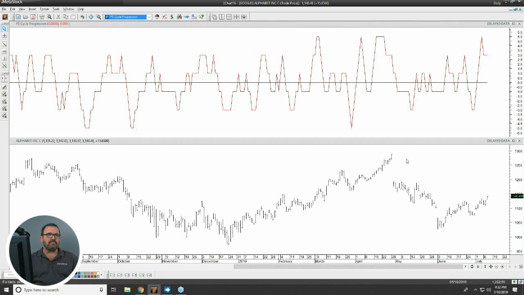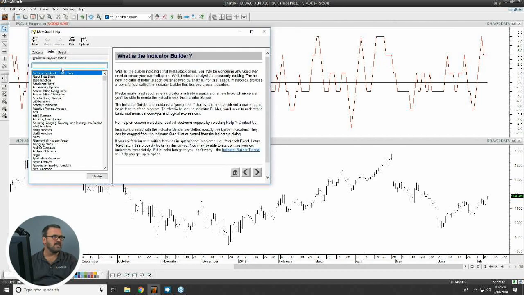All right, now, if you look at that, I don't really know what's going on here. It's obviously some sort of cycle. And it also has a crossover. And you're saying, well, I don't know anything about this. Let's find out more about it. And again, there's a couple ways you can do that. One, we can go into the help, and let's type in cycle progression.